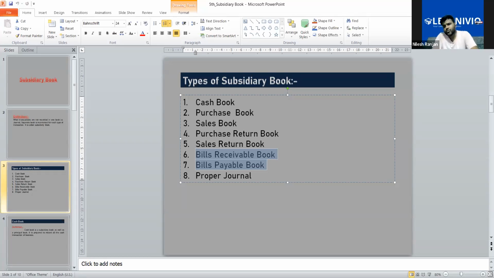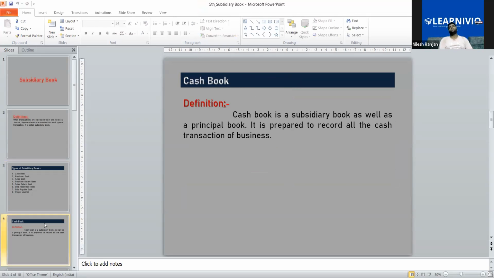Okay. So now the first heading is cash. Now, it is a subdivision of journal.